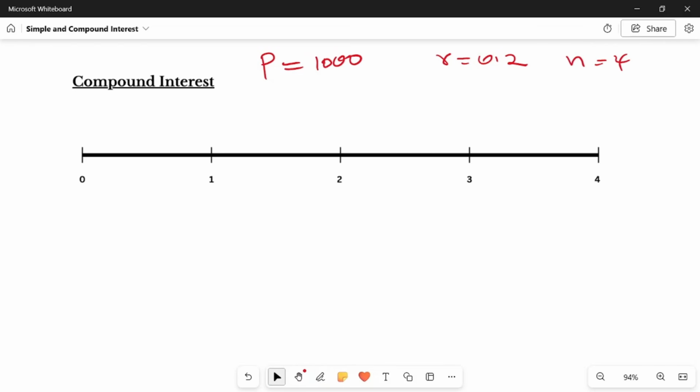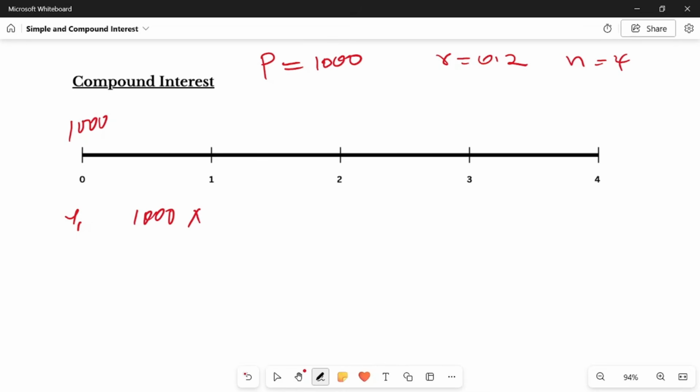Now, the difference between simple and compound interest is, in simple interest, we said interest is paid only on the principal, but on the compound interest, interest is paid on the balance in the account. So this is how we are going to do it. In the first year, we are going to have our principal of £1,000. At the end of the first year, that is at the end of year 1, the balance in the account is £1,000.